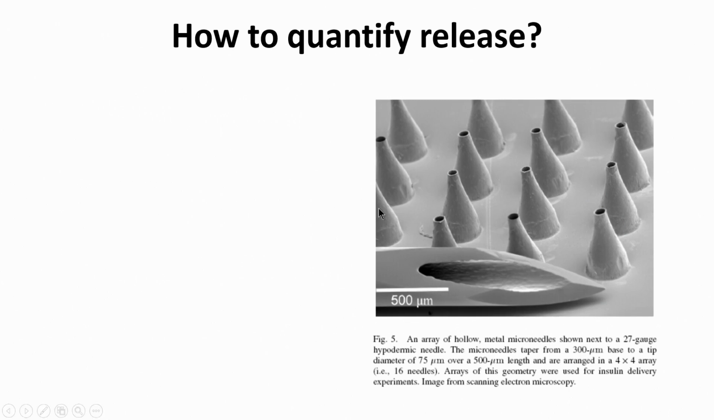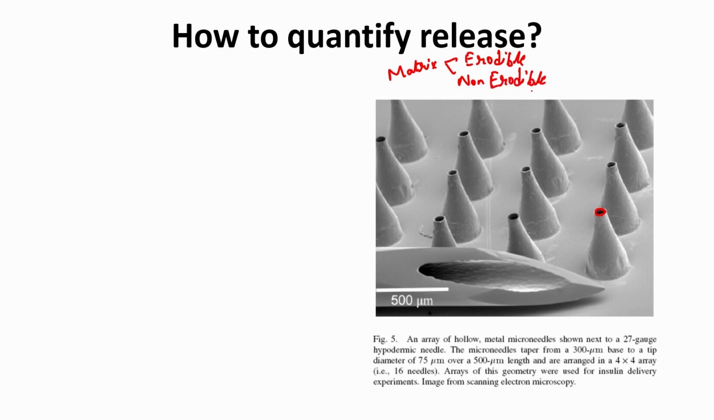So how will you quantify release from this? What kind of a system would this be? So again if you look at this, what kind of system do you think it is? I will give you a moment to think about this. So remember, we have done several types of system, right? We have done matrix based. In matrix based we have erodible, non-erodible, are any of these that?